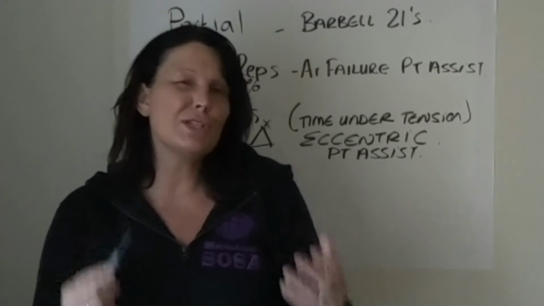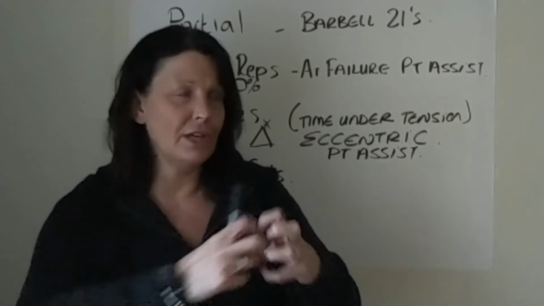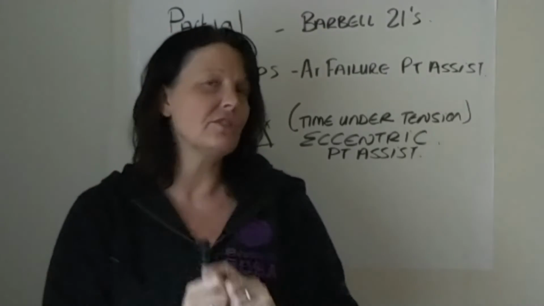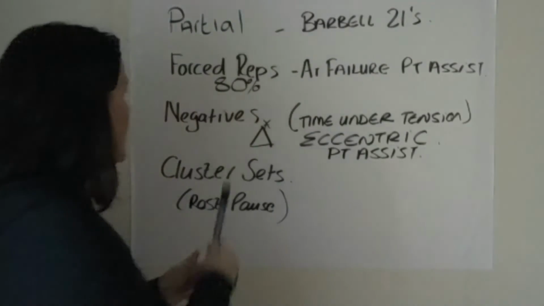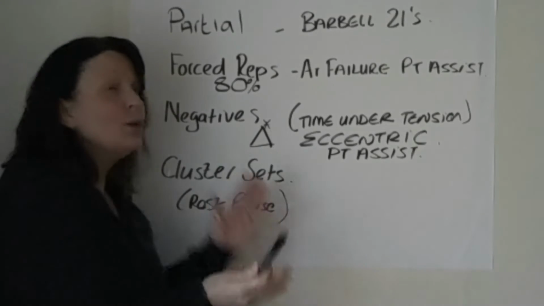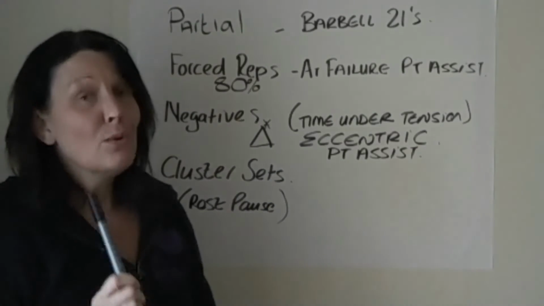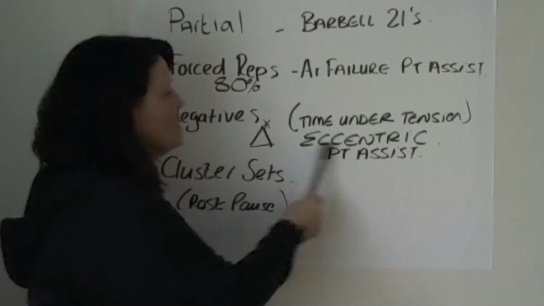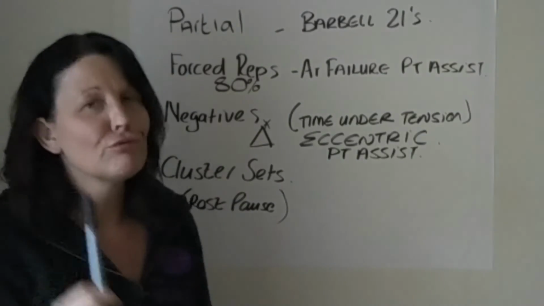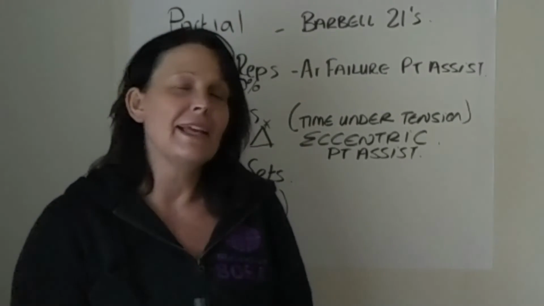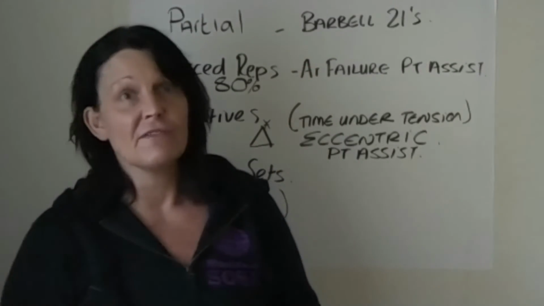But why would we use that method, which is quite a lengthy method, when we can get significant strength and hypertrophy gains with a low volume method, such as a forced rep or a negative? So in short, for the client, using that method and changing that rate, increasing the time under tension, is going to give them the gains in a very short space of time.